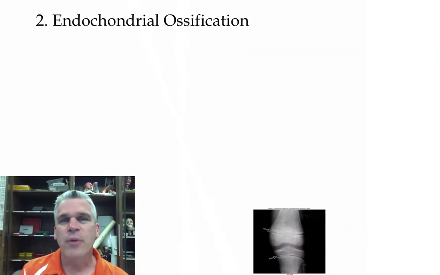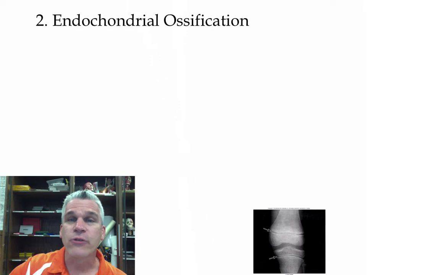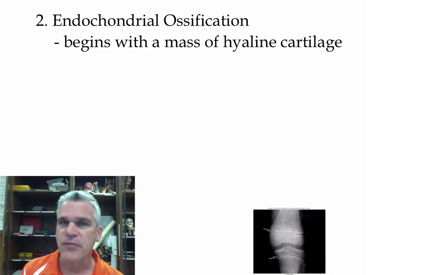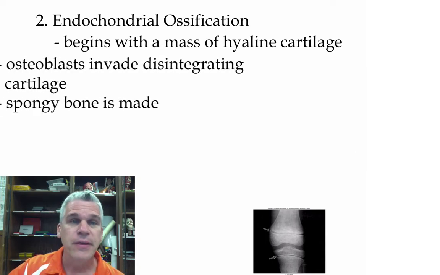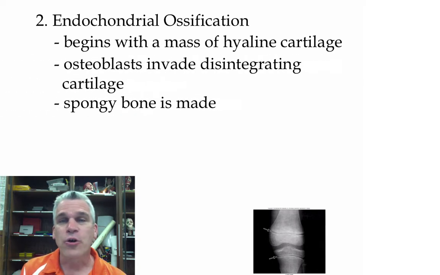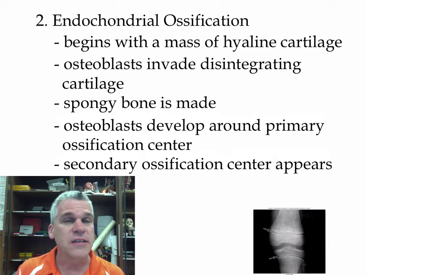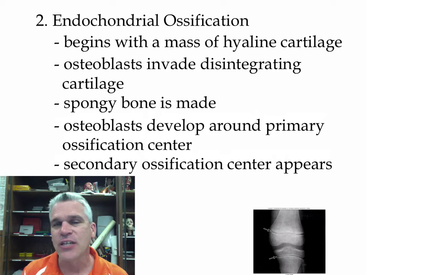In most types of bones, we see what's called endochondral ossification. This starts out, before there's bone, with cartilage in place, and this is specifically hyaline cartilage. Osteoblasts come in, and they will break down that cartilage. Once the osteoblasts have come in, then spongy bone is going to start to be made, and we see new bone tissue forming around what's called the primary ossification center.